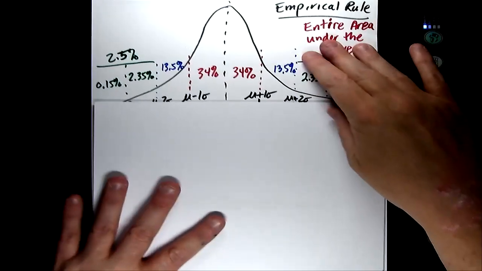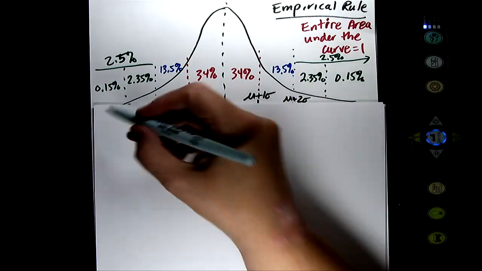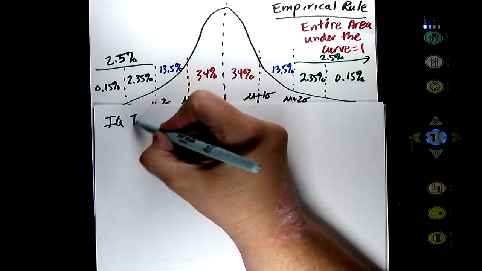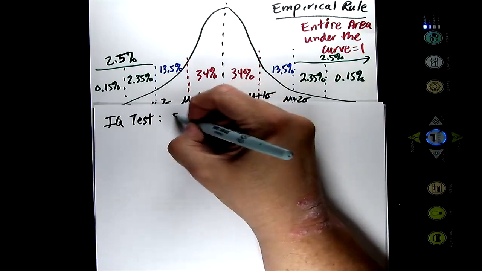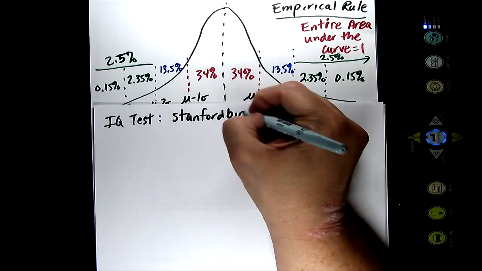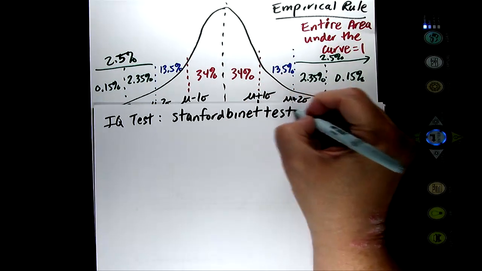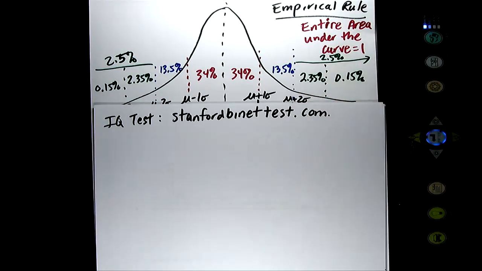And I want to talk about the standard IQ test. You can actually take it at stanfordbenettest.com. They're the people that invented it. There is a quick version and a regular version. The quick version is only 12 minutes and you have 50 questions. The regular version is 24 minutes and you get 100 questions.